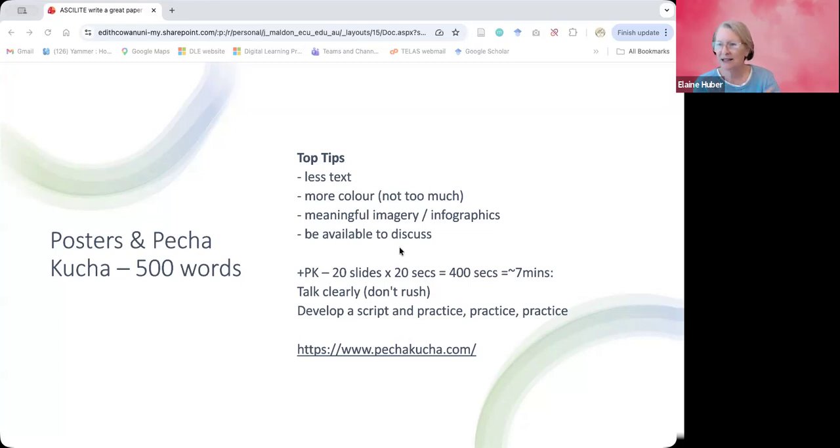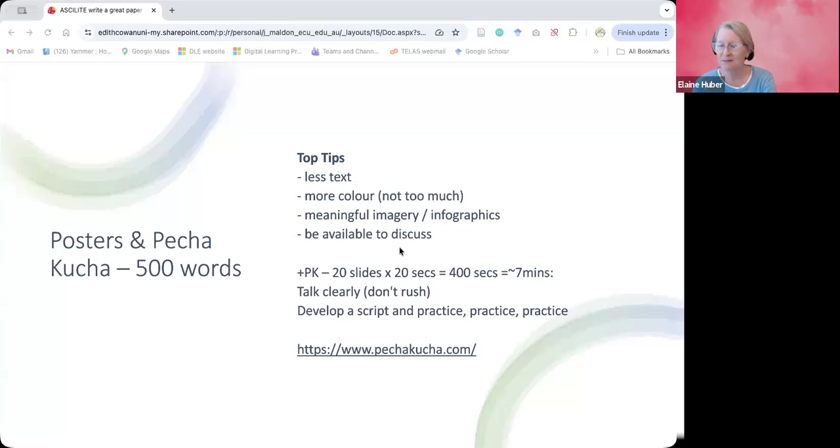And we usually try to accept all posters. It's very rare a poster wouldn't get accepted. And we will have a poster presentation section of the program. These are just some tips if you want to do a really good poster or Pecha. Less text, more color. Use infographics or relevant imagery. If you're going to get AI to create your images, some AI tools do a great job of this these days. Some do a terrible job. So think about that.